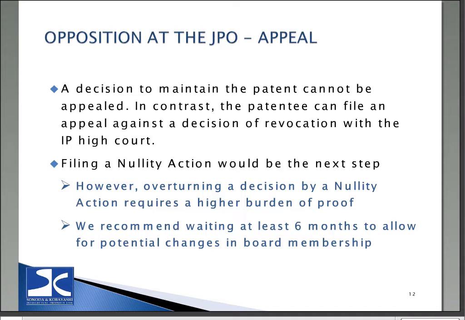However, in contrast, if the decision is to invalidate, the patentee can file an appeal in the IP High Court, and the IP High Court might reverse the decision made by the JPO or confirm the decision. And in reality, suppose that you file an opposition and the opposition is rejected, that is, the patent is maintained, it will be a little more difficult to invalidate the patent by nullity action.